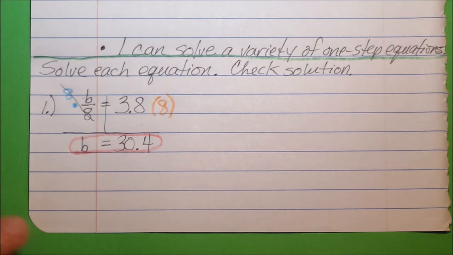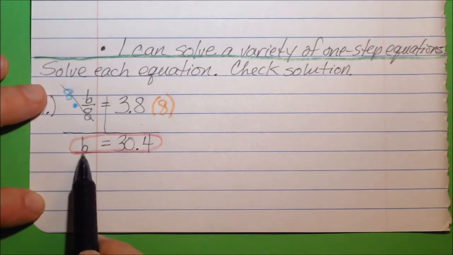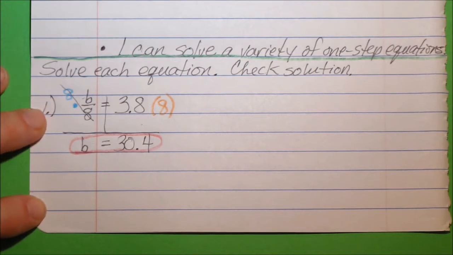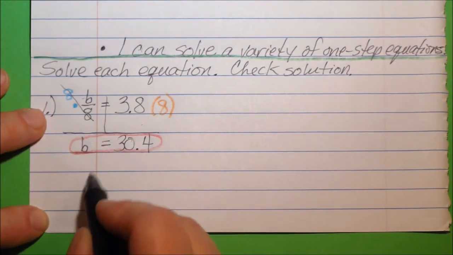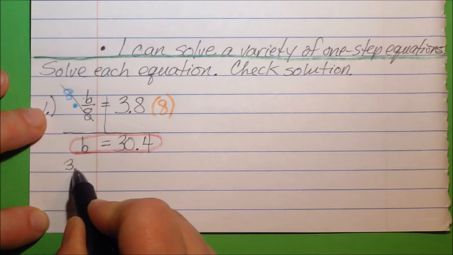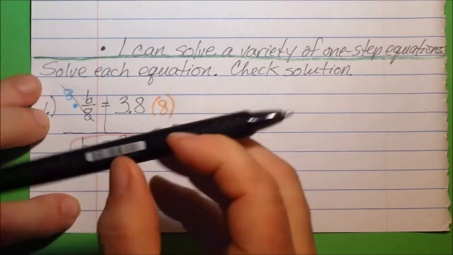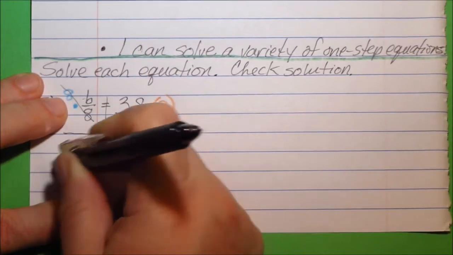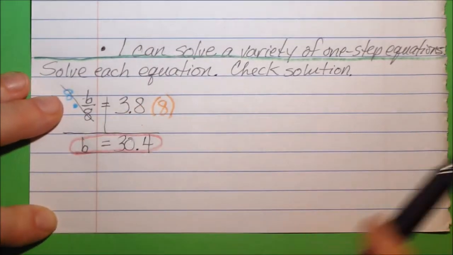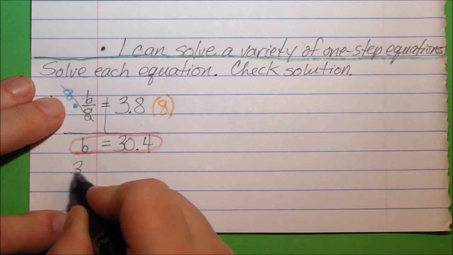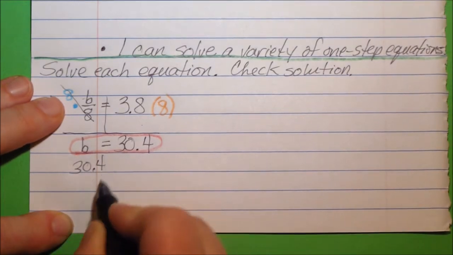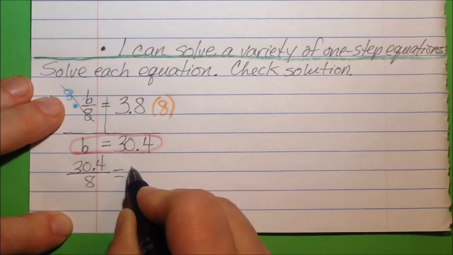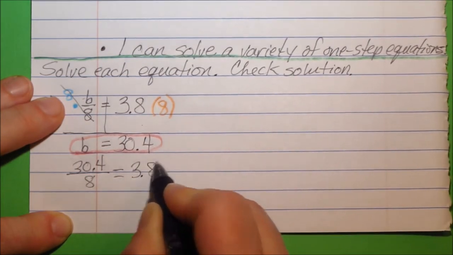So to do a check, I simply plug in what I believe I've got for my variable now, where the variable was in the original equation. All right, so I think 30, whoops, I need 30 4/10, not 3. Let's try that again. All right, 30 4/10 divided by 8 equals 3 8/10.